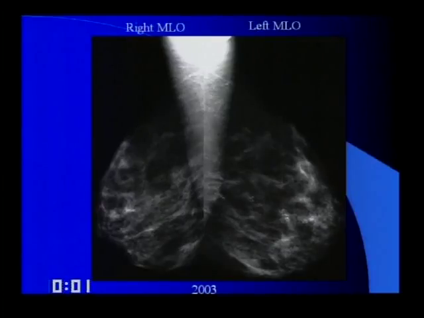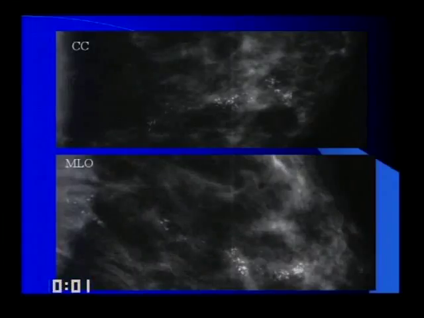Okay, what type of additional views do we do for calcifications? Magnification. Mag views, okay. So spot compressions we do more for nodules to look at their borders, and for calcifications we want to look at morphology. So we have magnification views. This is the CC, and this is the MLO. Okay. So further, closer inspection of the calcifications.